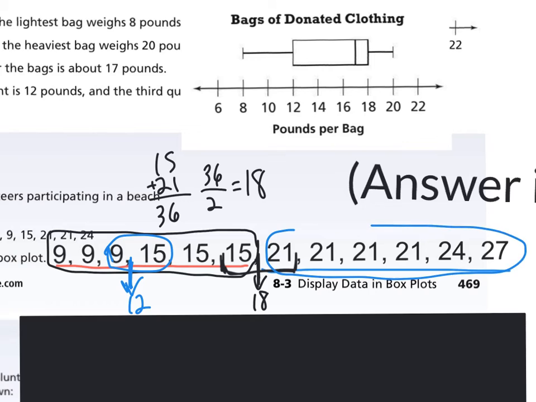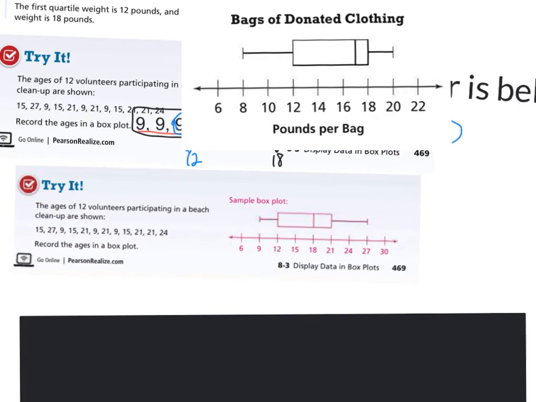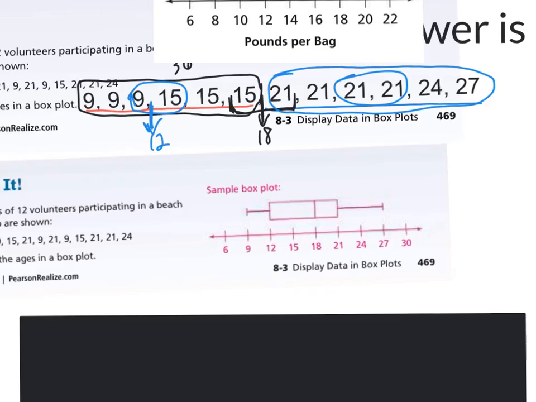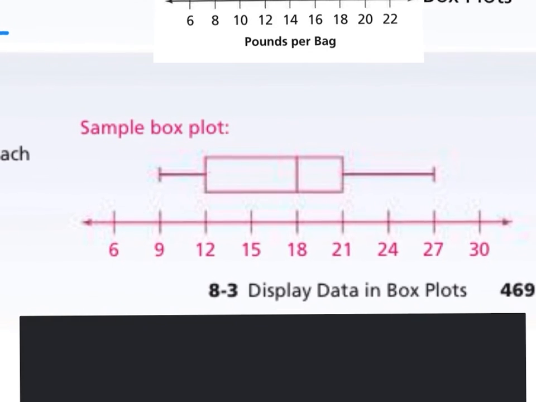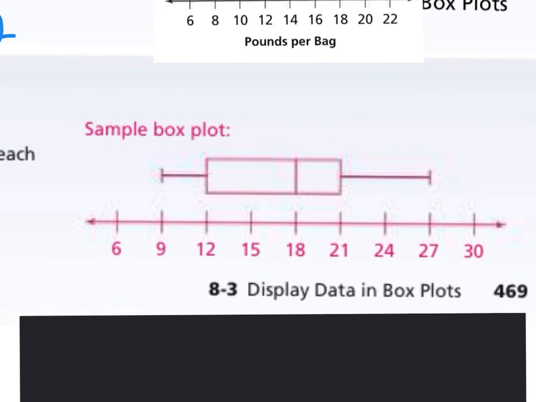Same thing over here for the upper quartile or the third quartile. We have 2 middle numbers again. In this case, both of the middle numbers are 21. So if you average out 21 and 21, you'll get 21. So when we work this all out, the answer should look something like this. Notice if they're going by 3s here, it just happened to work out with the numbers that we had.